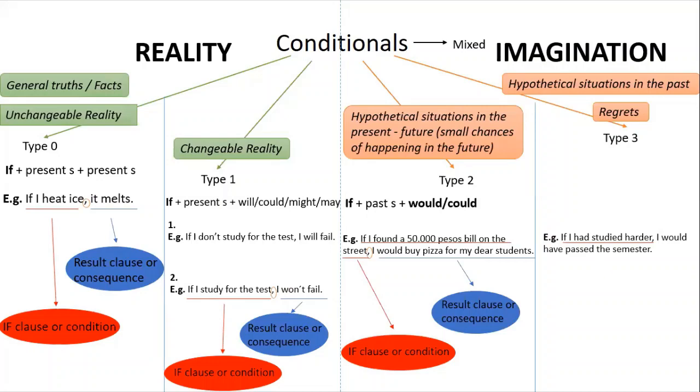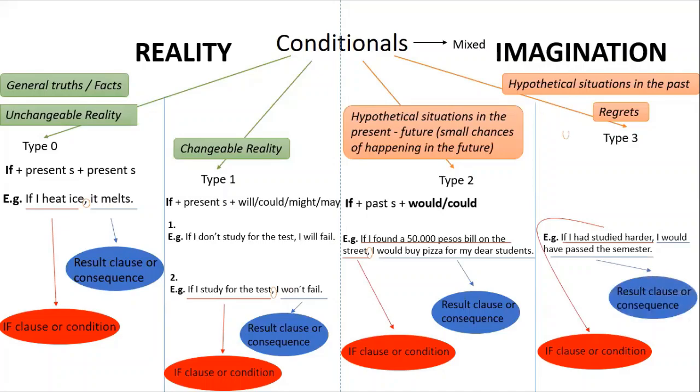And here we have the if clause and the result clause as well, right? Also, it is divided by commas and, por favor, memoricen esto justo de este momento. Su estructura es if plus past perfect, had, plus the past participle of the verb, plus would or could have plus the past participle of the verb, right? So this is the structure of conditional type 3.